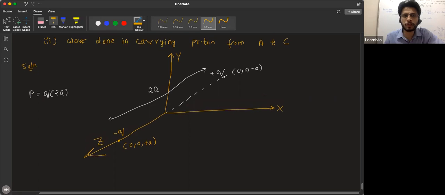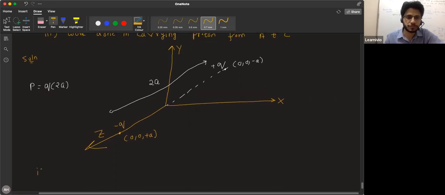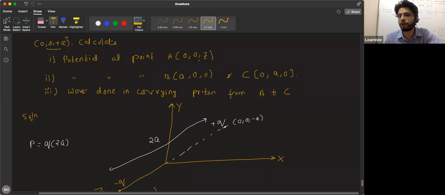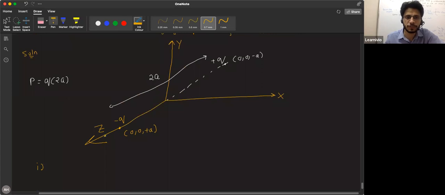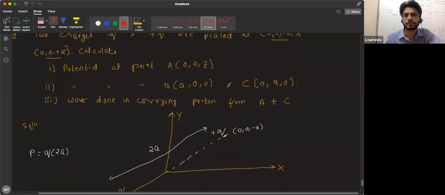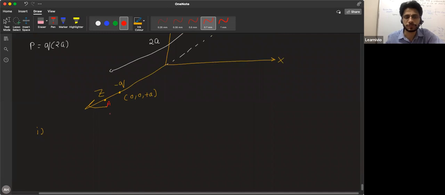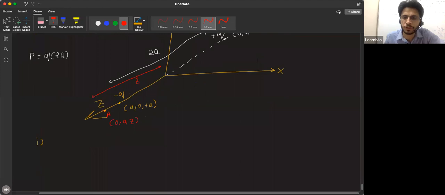Next, first part: potential at point 0, 0, z. It will lie on the z-axis. Let's say this is the first point A, and its coordinates are 0, 0, z. Noah, on which line does this point lie? On the axial line or on the equatorial line? Sir, on the axial line. Right, this lies on the axis of the dipole, so this is on the axial line.